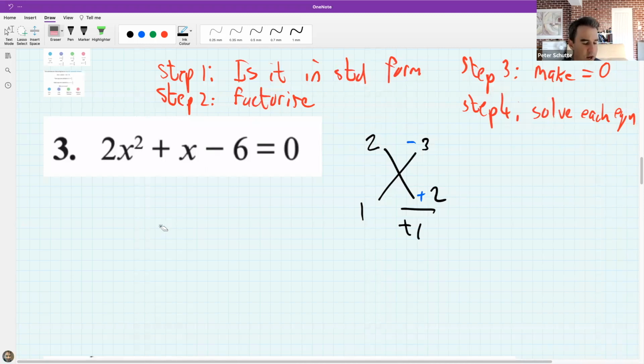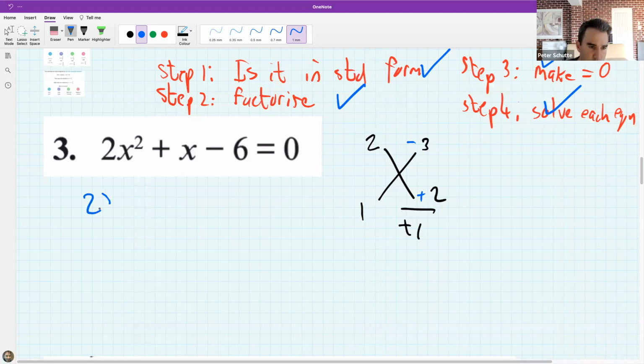So for now, I want you to store a little bit of space in your memory for different ways of solving quadratics. Today's way of doing it is to say, is it in standard form? Then I'm going to factorize, then I make equal to 0, then I solve each equation. In future lessons, we're going to look at things like the formula and completing the square, but that will be a different set of steps that we organize in our brain. So for today, we're going to stick with one thing, just so that we don't get confused.